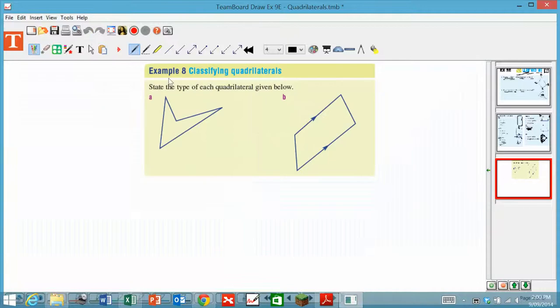Quick example, state the type of each quadrilateral given below. So we've got a quadrilateral here. We're going to call that what type? Actually, what you can do is pause it, go off, have a quick crack at these, only take you a couple of minutes, come back and we'll check them together. Off you go. Welcome back. Hopefully you paused it, it gets very weird if you don't actually pause it.